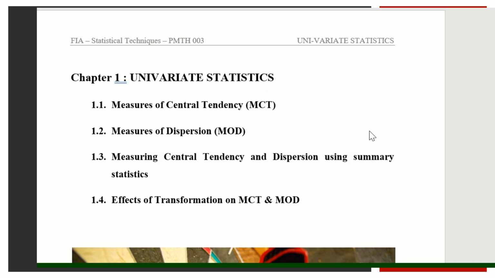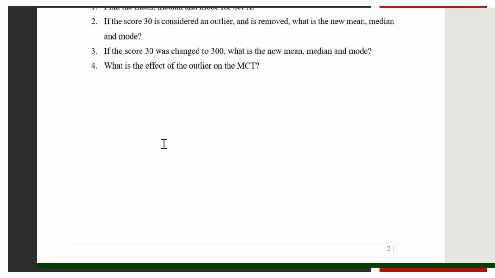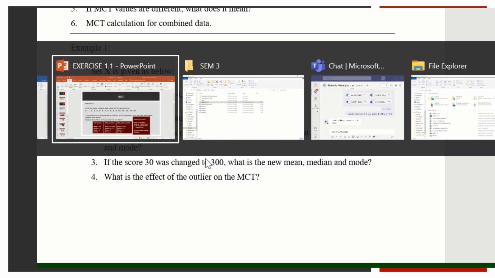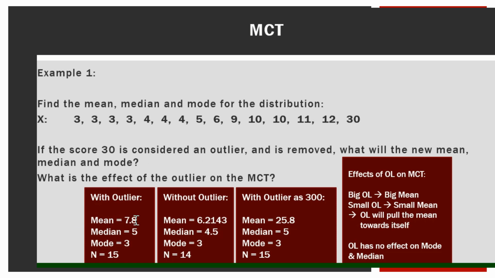I'll just show you where we are in the manual. Right here: find the mean, median, and mode for set X. So you're going to find the original value. They've already arranged it for you from small to big. So your mean will be 7.8, your median will be 5, your mode will be 3, and your n is 15. N is the total number of data.